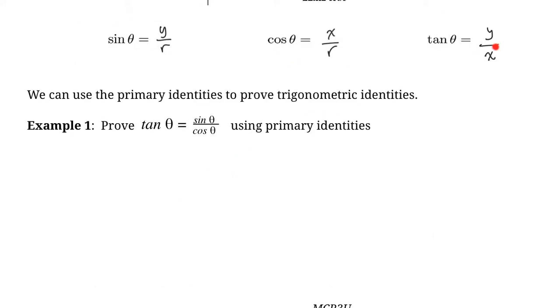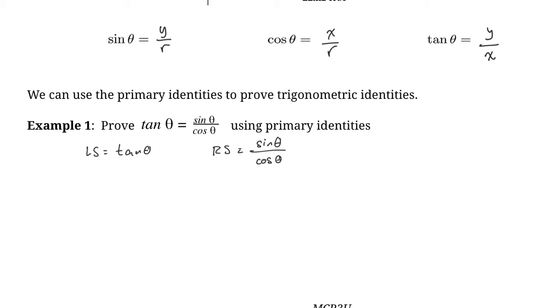We can use our primary trig identities to prove other identities, so we're going to be proving tan theta is equal to sine theta over cos theta using these primary identities. Trig identities have a left side and a right side, and to prove trig identities, we need to show that the left side can simplify to the same thing that the right side can simplify to. So we've proved this already before, but we're going to be proving it again with our primary identities. So on the left side, we have tan theta, and on the right side, we have sine theta over cos theta. So we need to separate the left side and the right side.